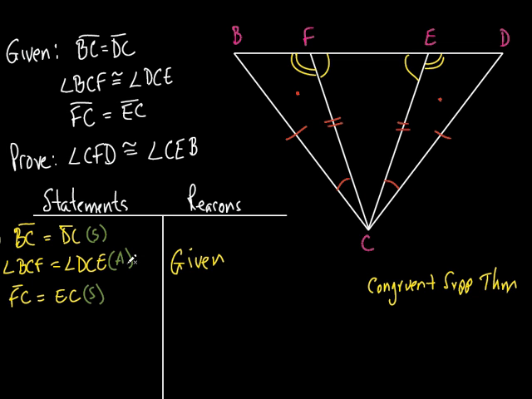So look what I got. I got side, angle, side. What does that tell me then? That tells me that these two triangles are congruent. So that's going to be my next step.